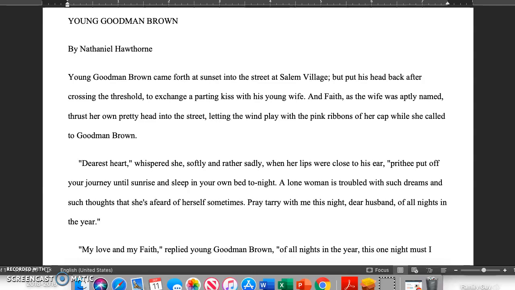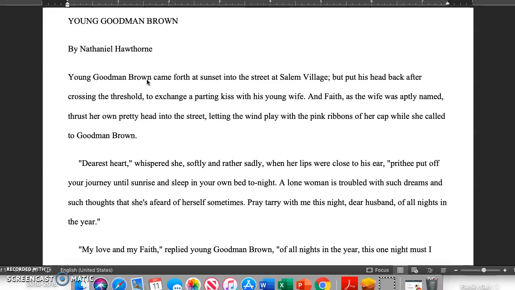I am an English teacher, so the text I chose was Young Goodman Brown by Nathaniel Hawthorne. What I'm going to go through today are some thinking strategies and some fix-up strategies that will help me better understand the text. So the first thing I notice in this first sentence is Young Goodman Brown.